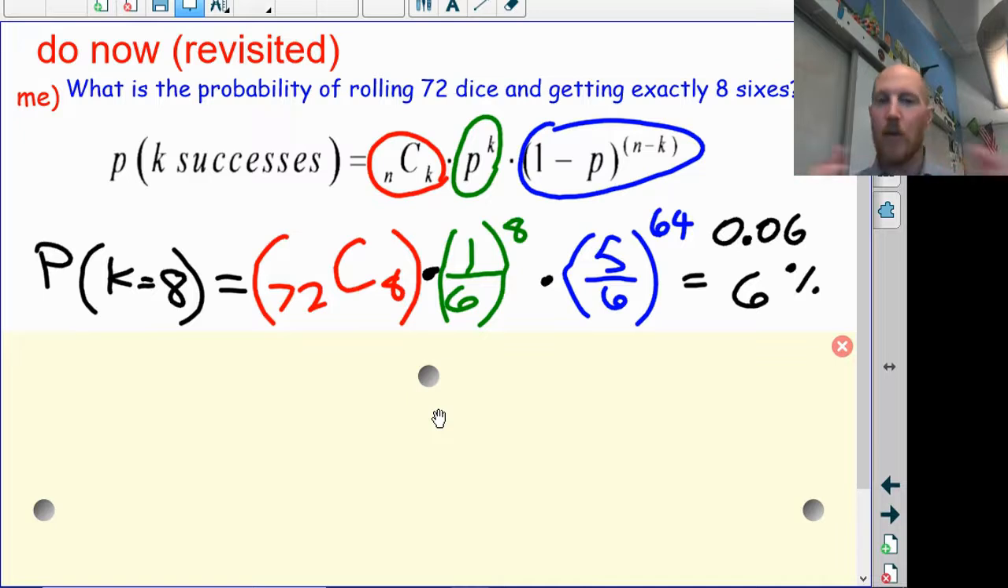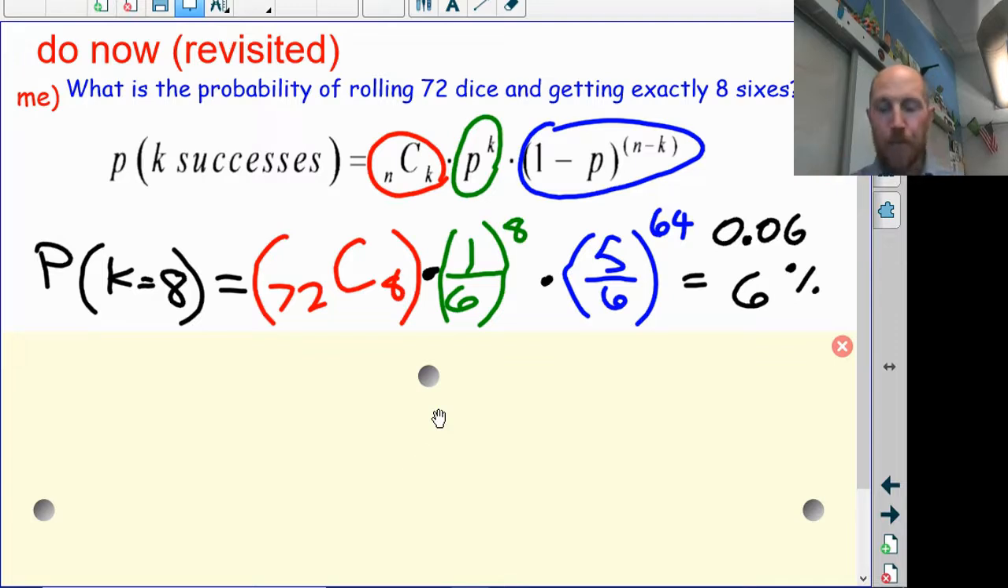Okay, so the green is all about success. 1/6, because when I roll a die, I have a 1/6 chance of landing on a 6 and winning. Woo! The exponent of 8, that's the number of times that I win. So the question says I'm going to find out the probability of getting exactly 8 6s or exactly 8 wins. So that is my exponent, 8.